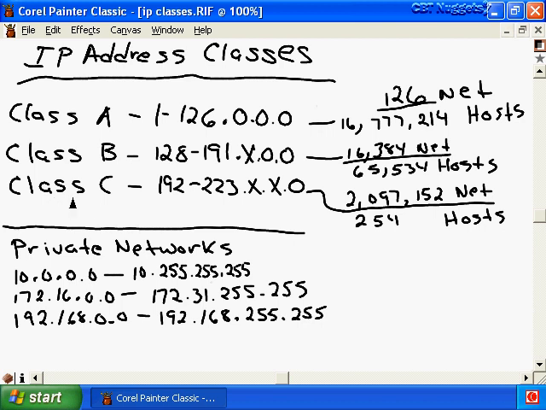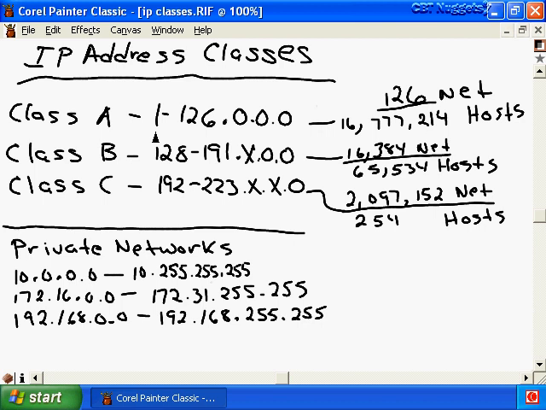For example, in a Class C, the default subnet mask would use 255 in the first, second, and third octet, whereas a Class B would use 255 in the first and second octet, and lastly a Class A would use 255 in the first octet to mask off the first octet as network and the remaining 3 octets as host.